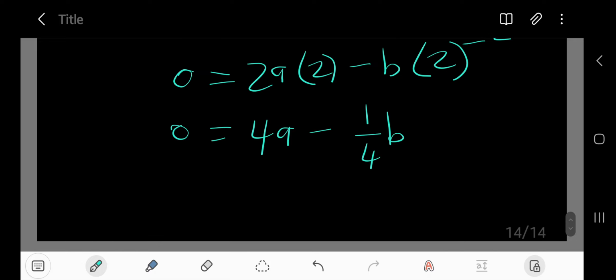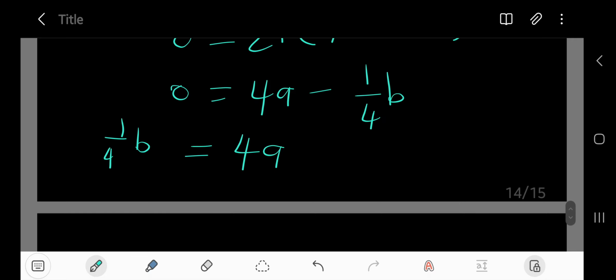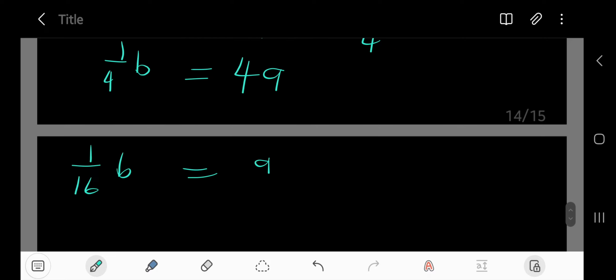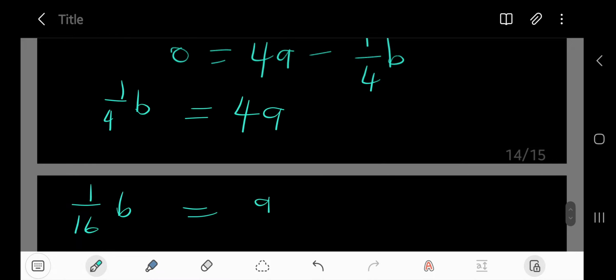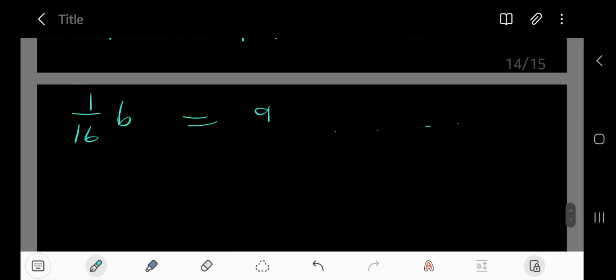So remember last time we made a the subject of the formula. I want us to do that again. So let's take this to the other side. We're going to have 1 over 4b is equal to 4a. So let's divide both sides by 4, because I want a as the subject of the formula. So a is equal to 1 over 4b divided by 4, I believe it's 1 over 16b. Yeah, it's 1 over 16b, I think so. So it's fine. We have a as the subject of the formula. So this is our equation 2.